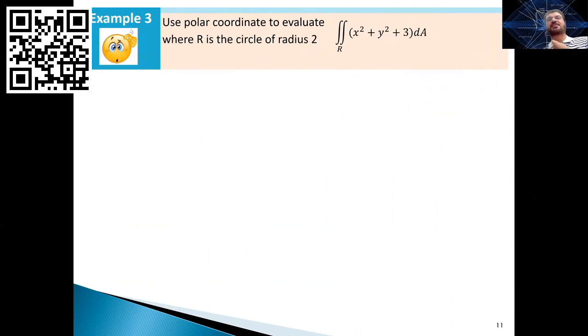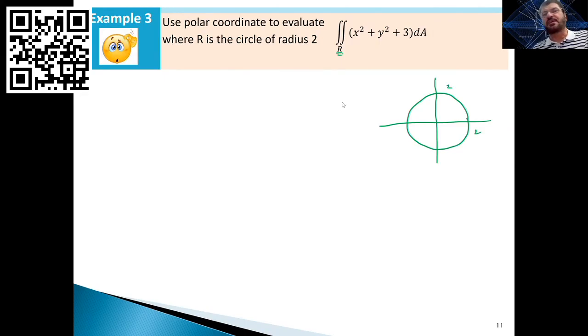All right, let's look at this question. Use polar coordinates to evaluate this, guys, where R is the circle of radius 2. The base is a circle of radius 2. Let me graph it. A circle of radius 2. That's our base. So this is 2, 2.